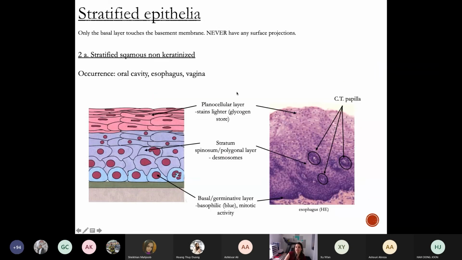In case of a stratified squamous epithelium, we can differentiate between keratinized and non-keratinized epithelium. Here, if there is a keratin layer on top, then it's a keratinized epithelium. This is found in the skin. And if there is no keratin layer on the top, then it is non-keratinized.